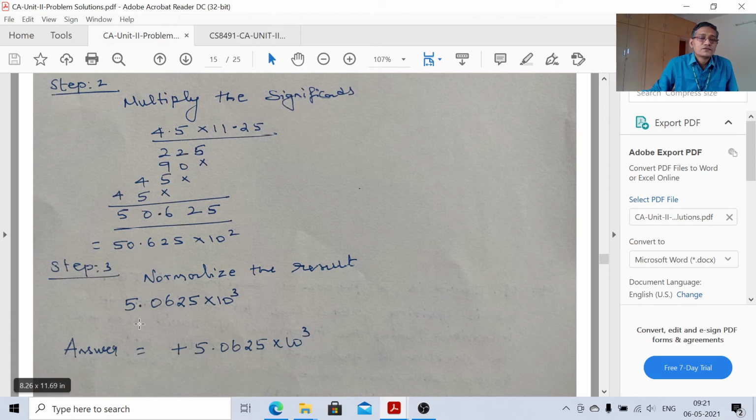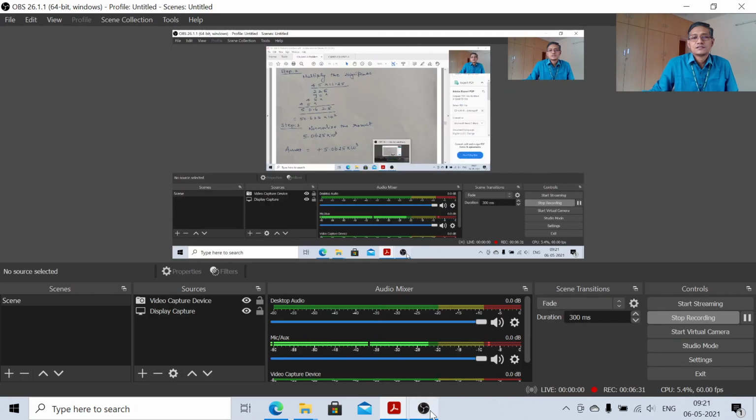When you shift a digit from left to right, the exponent value is incremented. Whenever you shift a value from right to left, the exponent value is decremented. So it is 2 plus 1, 3, because we have shifted a digit from the left of the decimal point to the right. So the final answer is plus 5.0625 into 10 to the power 3. Because both numbers are positive, the answer is represented as positive. So this is the final answer.